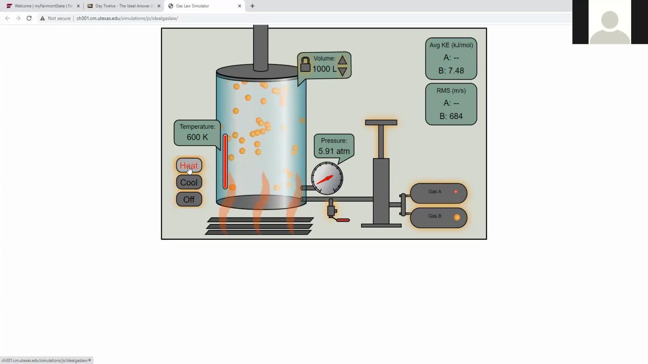It's rising and going faster. Okay, so as the temperature increases, the volume increases. Also a direct relationship.